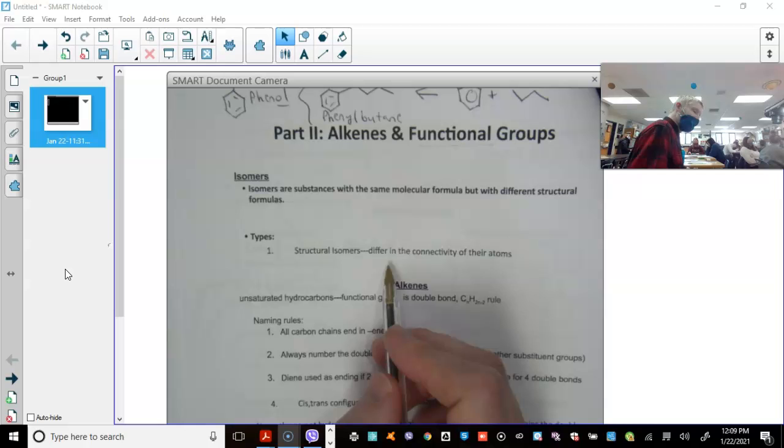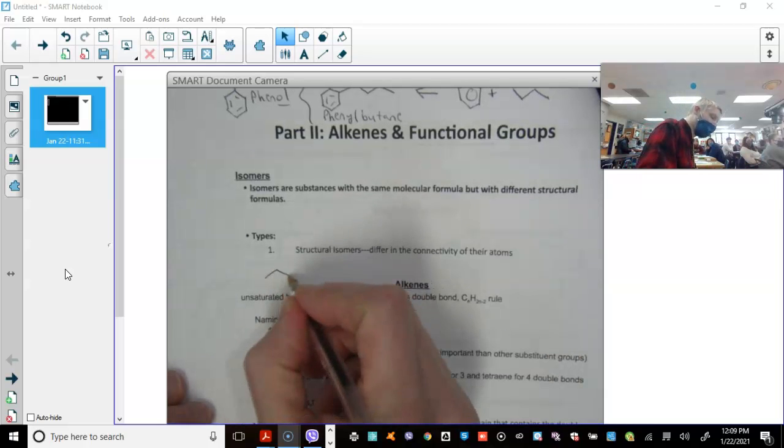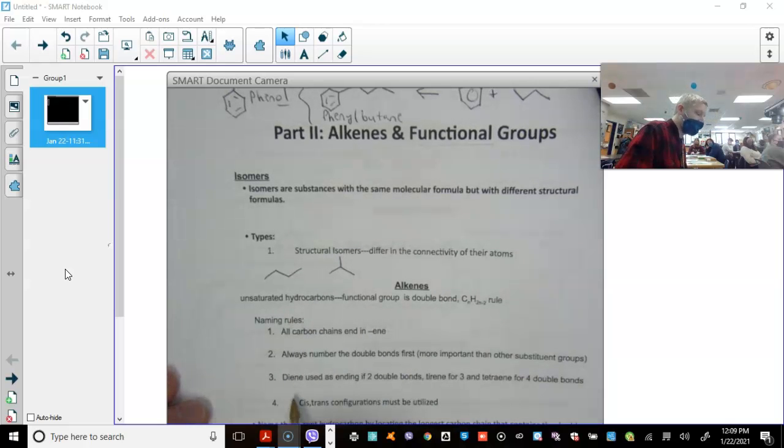Structural isomers are just a different arrangement. So kind of like this. These two are isomers. All right.